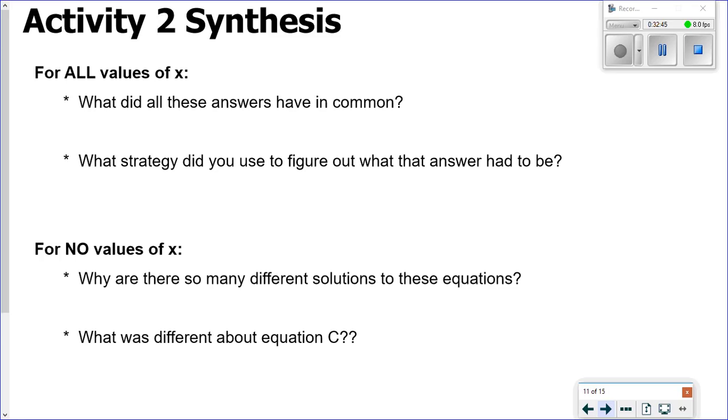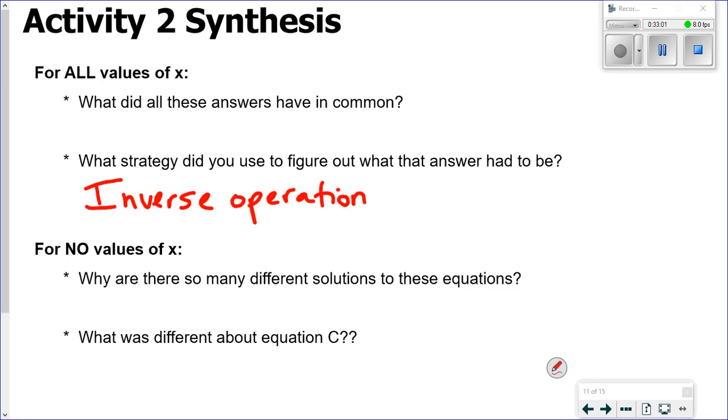What strategy did we use to figure out what the answer had to be, whether it was all values or no values? Well, a strategy that we used was solving the problem using inverse operations. That helped us to balance out our equation to see if the left side was in fact equivalent to the right side.